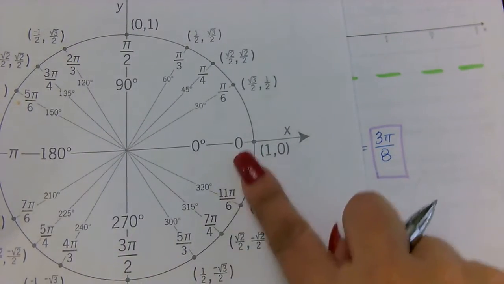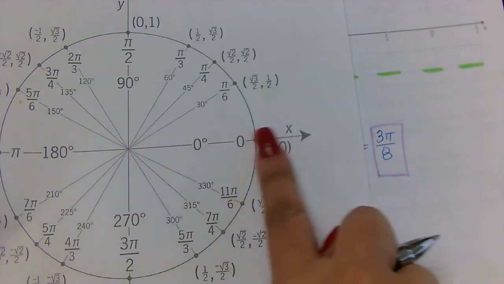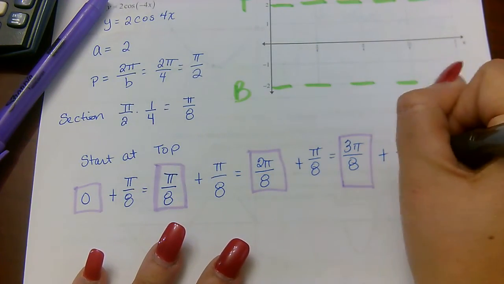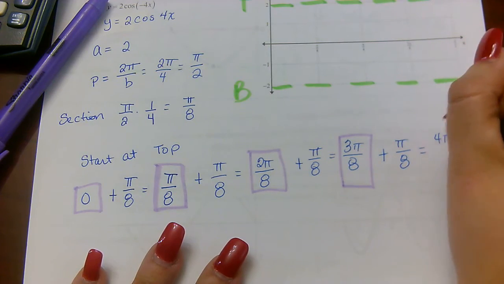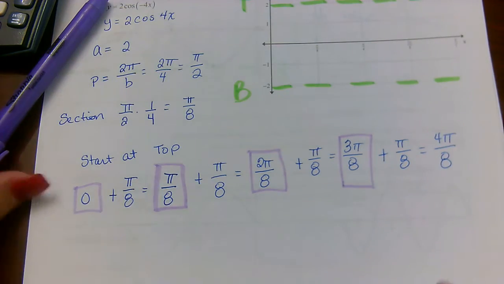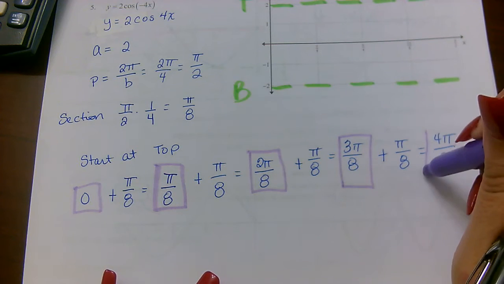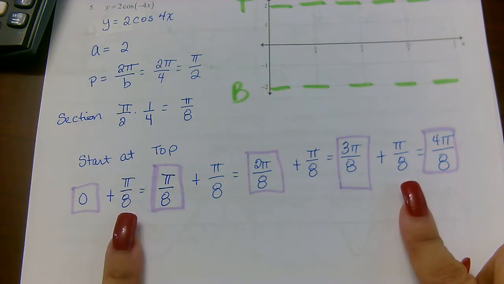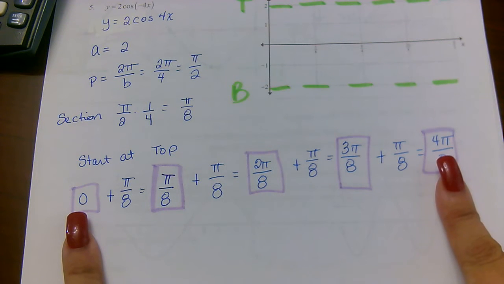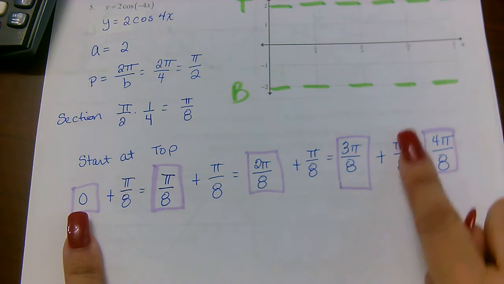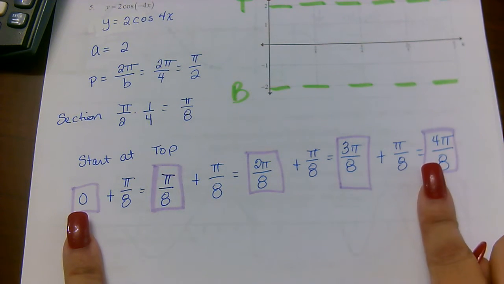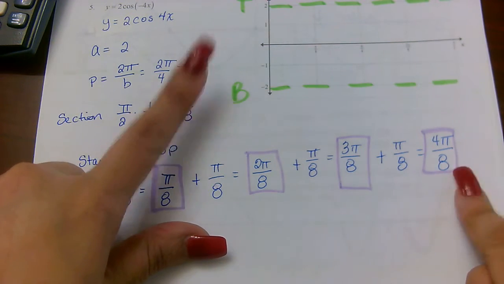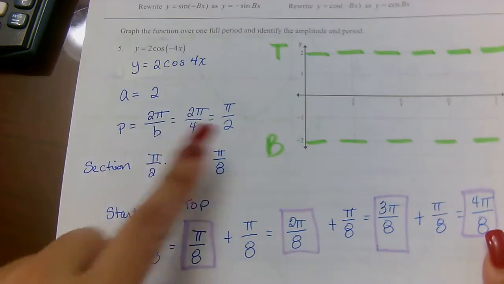I need to add another section to get my last point. So I'm going to add another pi over 8, and I'm going to get 4 pi over 8. This is my last point. So by the time you get to your last point, you've completed one entire rotation. If I simplify this point, you would get pi over 2, which is what our period is. So these two essentially match.